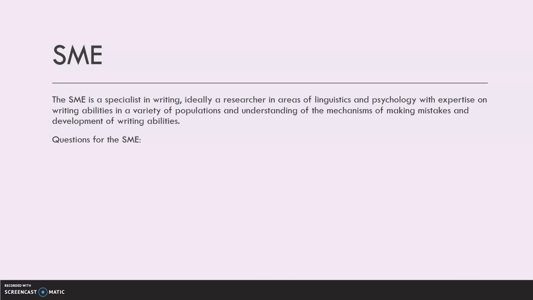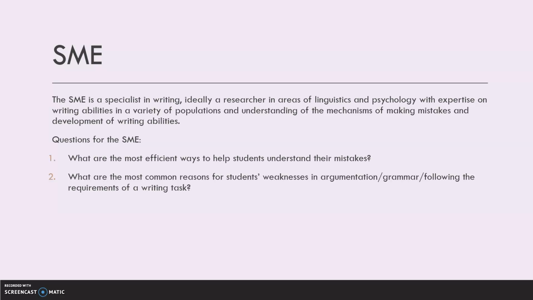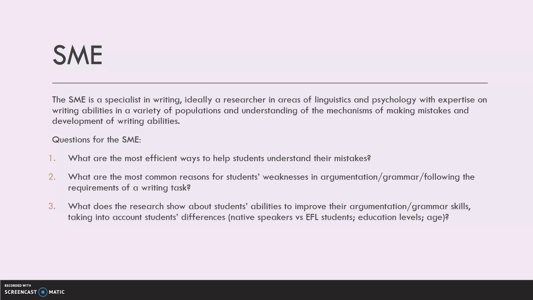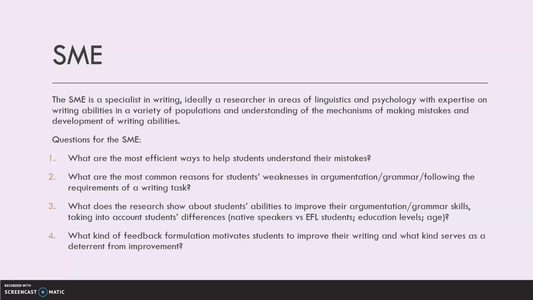So there will be some questions for the subject matter expert, such as what are the most effective ways to help students understand their mistakes? What are the most common reasons for different types of mistakes? What does the research show about students' abilities to improve their own skills in relation to writing? And what kind of feedback motivates students to improve their writing, and what kind deters them from improvement? So the subject matter expert will be involved in formulating some of the explanations around most common writing mistakes.